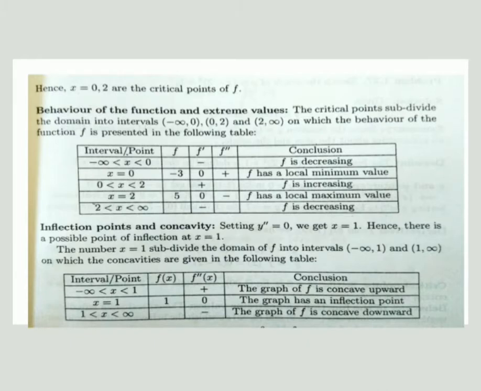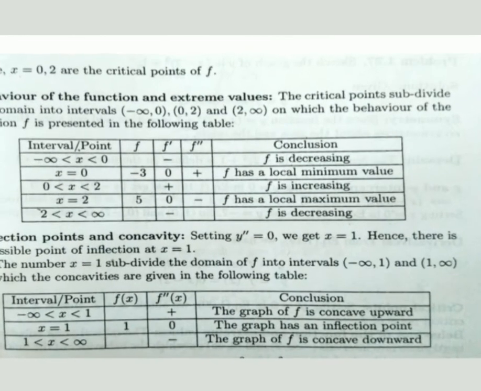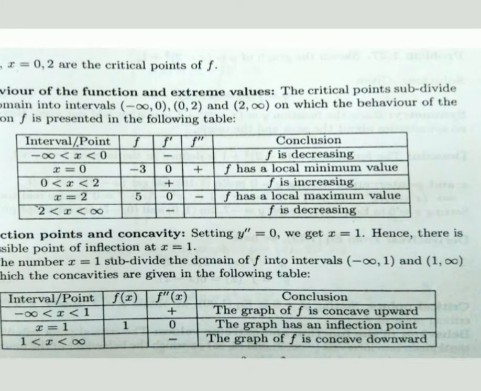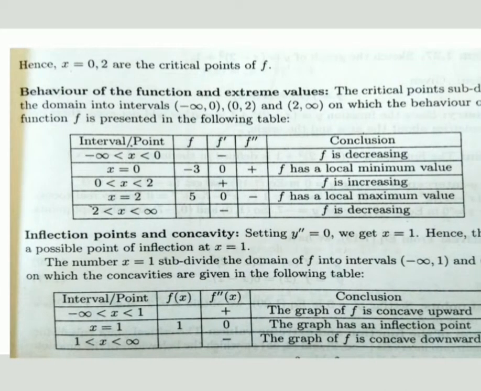Now suppose x varies between 0 and 2, we will obtain f dash positive, so f is increasing. Next at x equal to 2, f is 5, f dash is 0, and f double dash is negative. So therefore f has a local maximum value. Now again x varies between 2 and infinity, all positive values, for that f dash is negative, so f is decreasing. Next we shall find the inflection points and concavity.